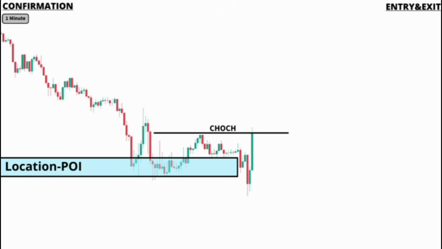Take a look at the 1-minute chart. While price was inside our location zone, what was happening locally? The market was making lower highs and lower lows, meaning the short-term trend was still bearish. But then look right here.